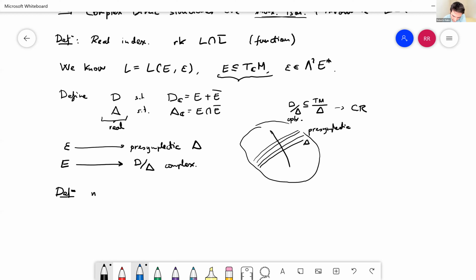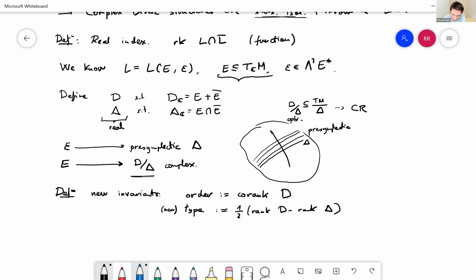So the new invariants, the convenient ones, are something called order, which is just the co-rank of this distribution D, which is telling me how far the CR structure is from being complex. And actually the type, I have to redefine the type. This is a new type. It coincides with the previous one, but the type was telling me how complex something was. So I'm telling how complex it is, because I said it's complex, so I'm measuring how much that is.